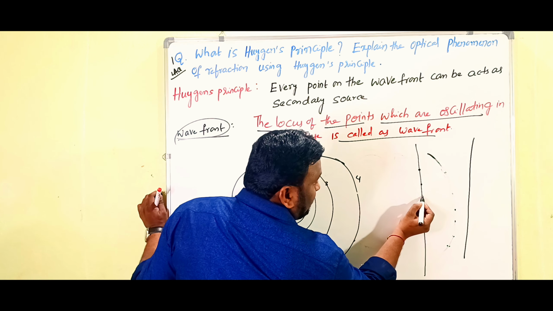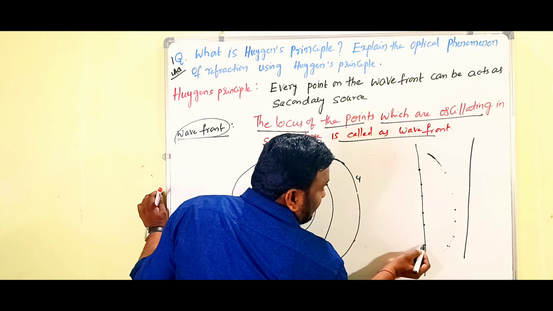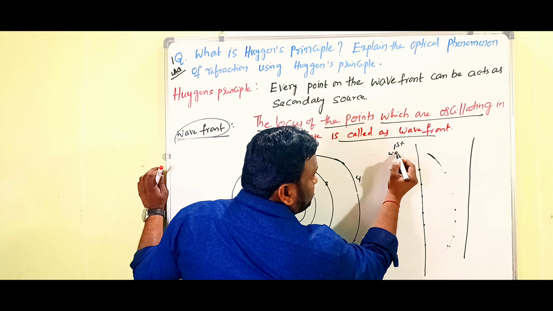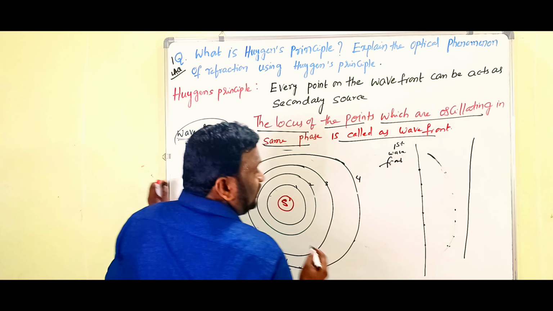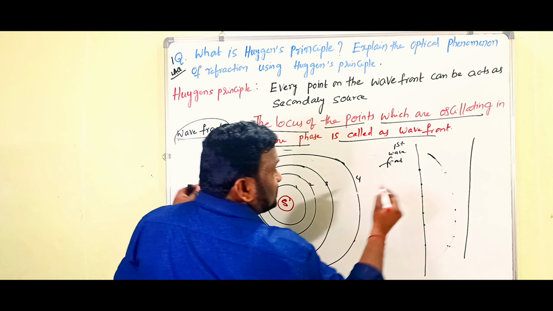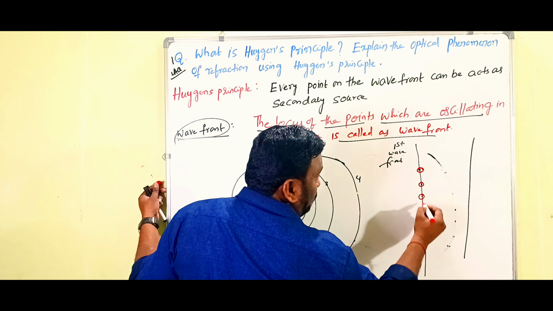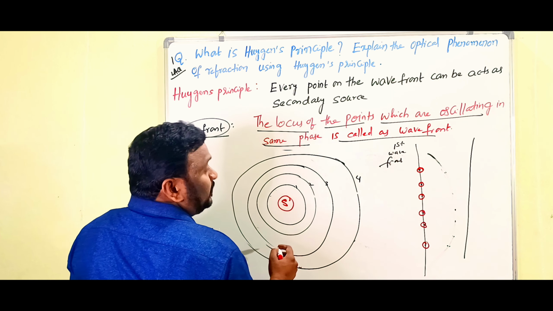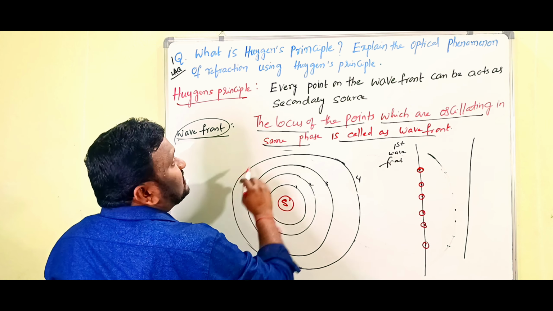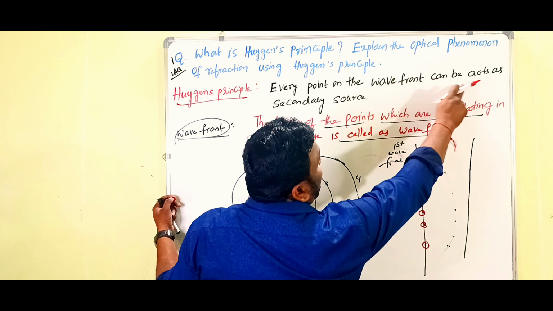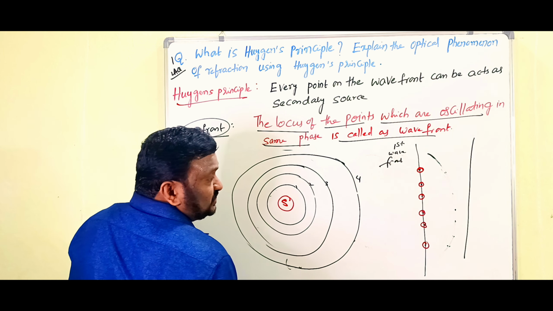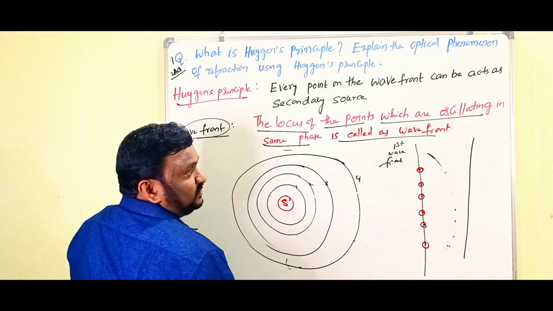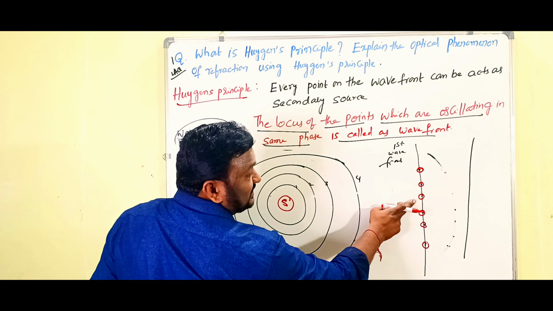Every point on the wavefront should be taken as a secondary source. Just imagine this is the first wavefront. On that, this is one point, one point, one point, one point, one point. These are the points on the first wavefront. Look here, Huygens principle says every point on the wavefront can act as a secondary source. So that's why what we have on the wavefront should be taken as secondary sources. One secondary source, another secondary source, another secondary source.